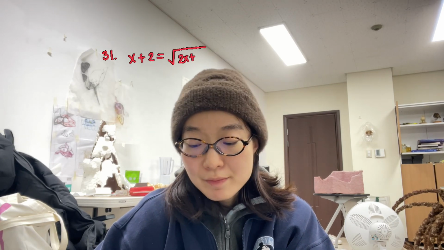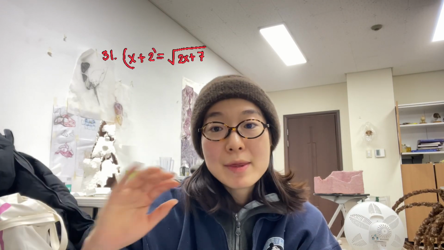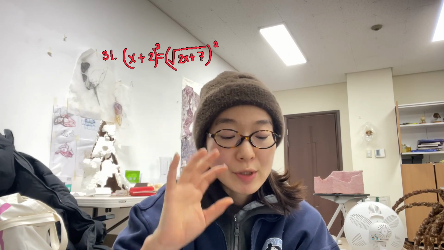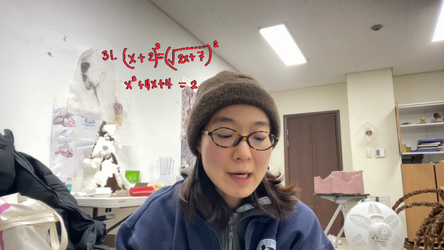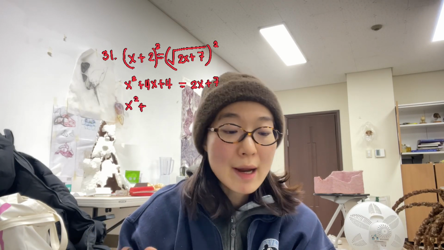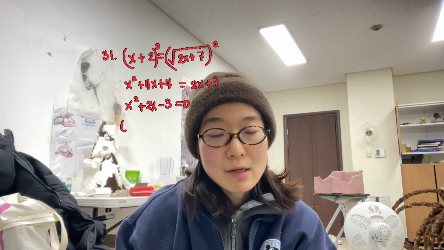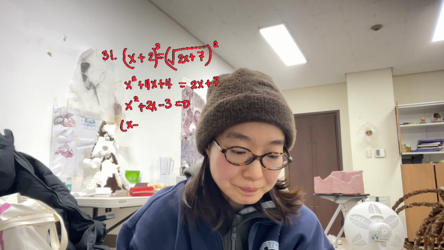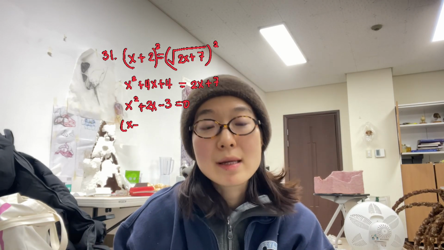And let's take a look at number 31. I have x plus 2 equals square root of 2x plus 7. So again, in order for me to eliminate that radical portion, which is square root of 2x plus 7, I'm going to go ahead and square both sides. And what I end up getting is x plus 2 squared equals 2x plus 7, and x plus 2 squared can be expanded to x squared plus 4x plus 4. That is equal to 2x plus 7. So that means x squared plus 2x minus 3 equals 0.